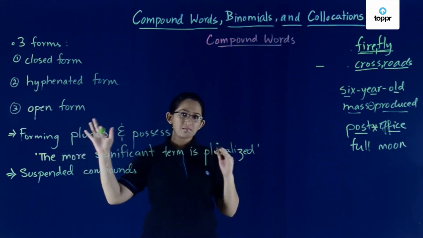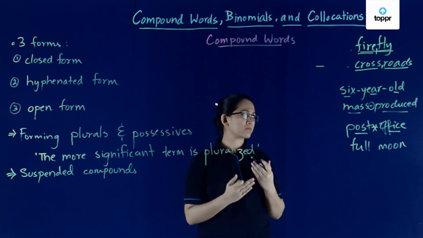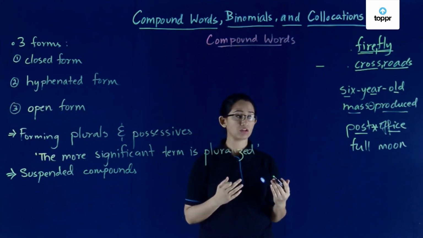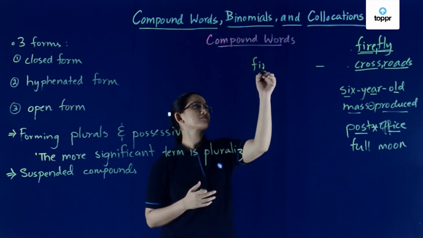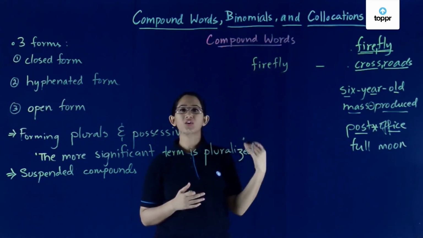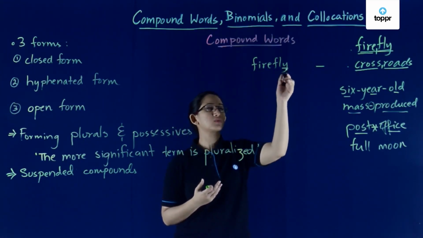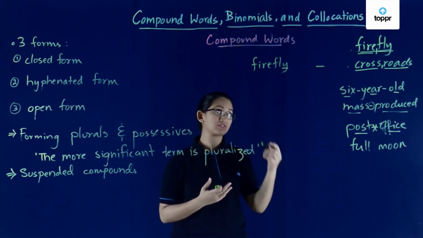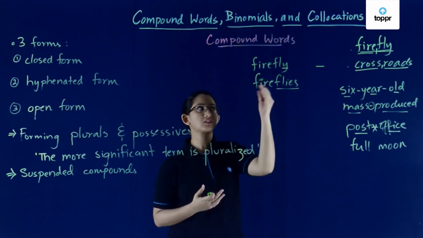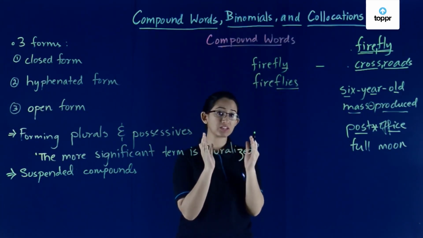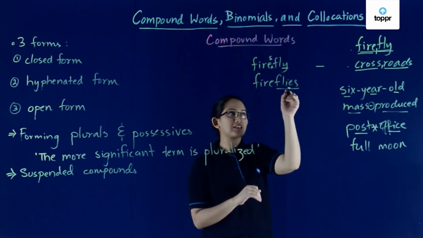Now, that much was for what compound words are. But what if you want to form a plural of a compound word? Now, it's simple when you have words like firefly, right? Because here, according to the general rules of how to form plurals, we know that if it ends with a Y, it turns to IES, right? So here this would become fireflies. So that's okay because it's in the closed form. I know it is acting as a single unit. I will not put an S in between the fire and fly, right? I will put an S at the end.